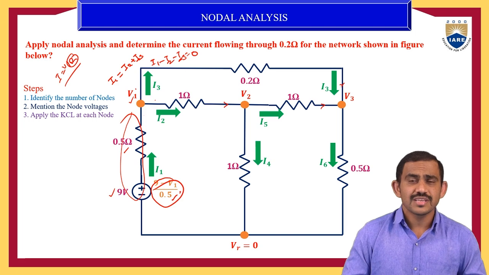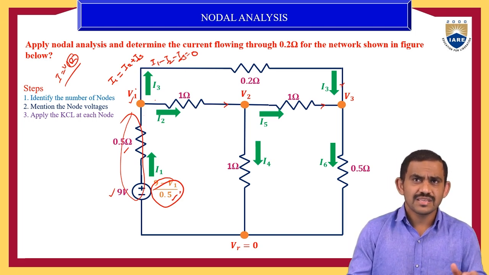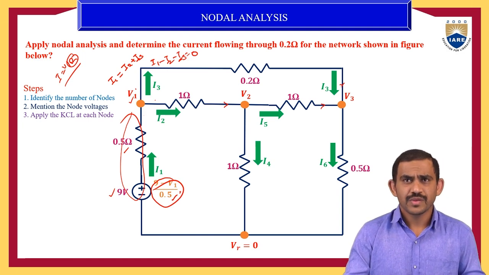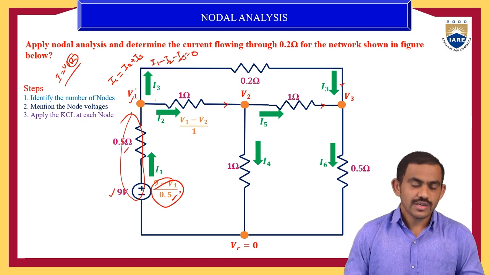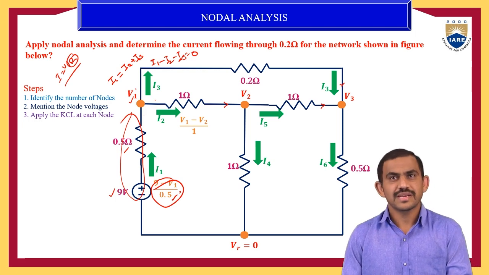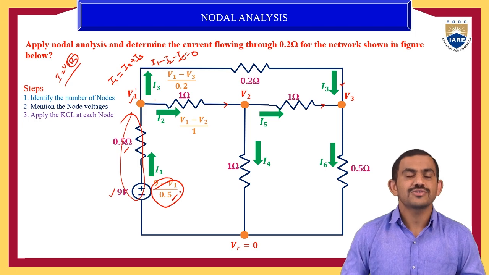What about the I2 value? Just the same thing. Apply the same rule. That means your current direction is V1 to V2. Am I right? Then V1 minus V2 by your 1 ohm. That's it. V1 minus V2 by 1 ohm. And what about the I3 value? I3 value is your current direction V1 to V3. Am I right? V1 to V3 means V1 minus V3 by your resistor 0.2.